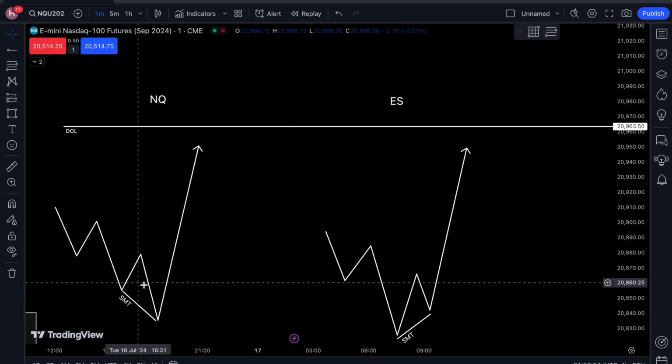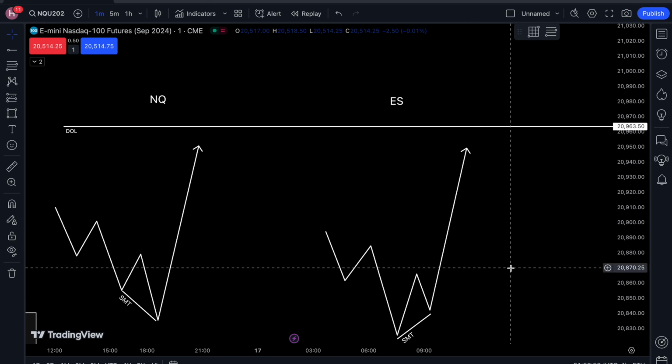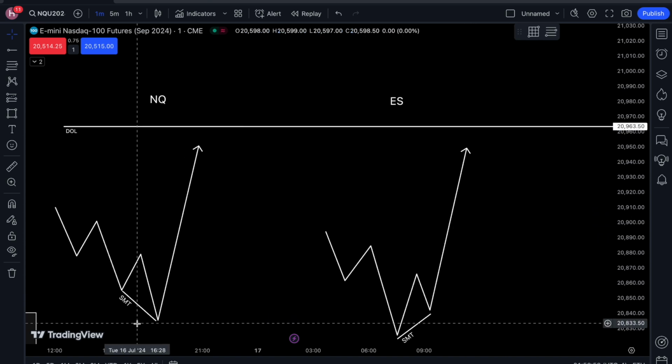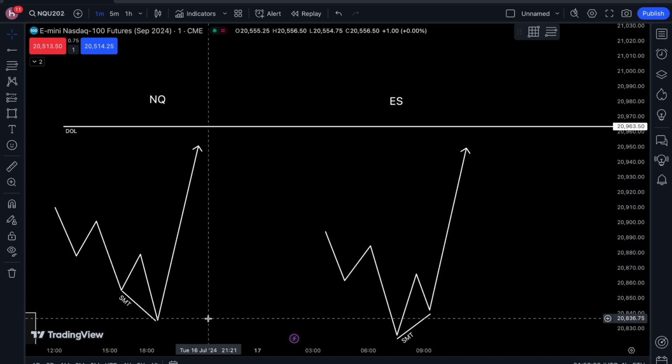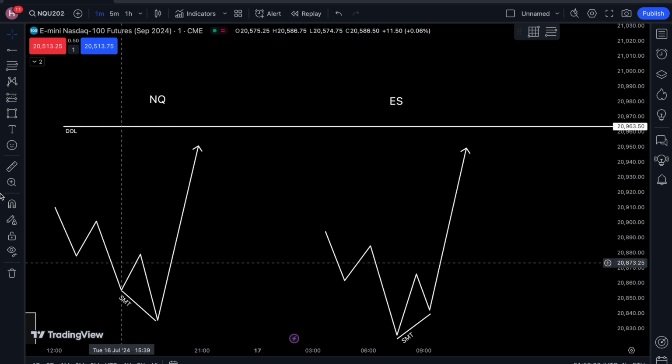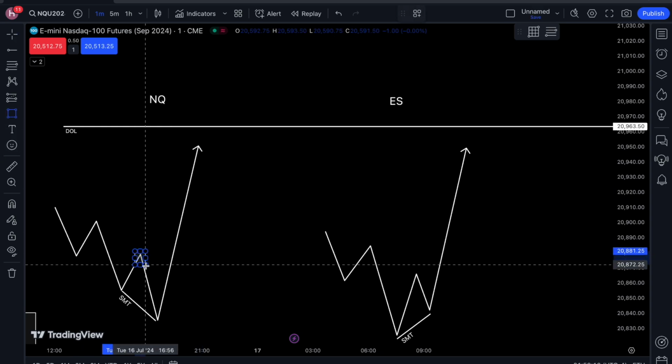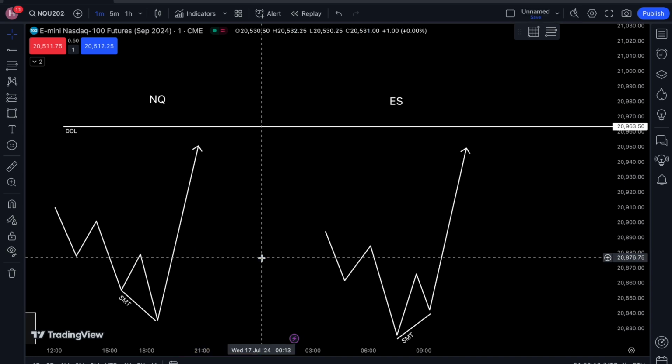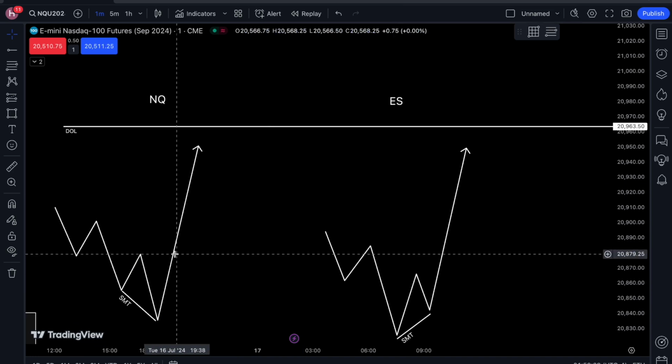So when you have an SMT and a clear draw on liquidity, you can honestly take any entry to target that draw on liquidity, because an SMT is honestly the greatest indication of a reversal in the markets. So you can enter on an inverse fair value gap, turtle soup, a normal fair value gap, a breaker block right here, anything. So this is what a basic SMT looks like.